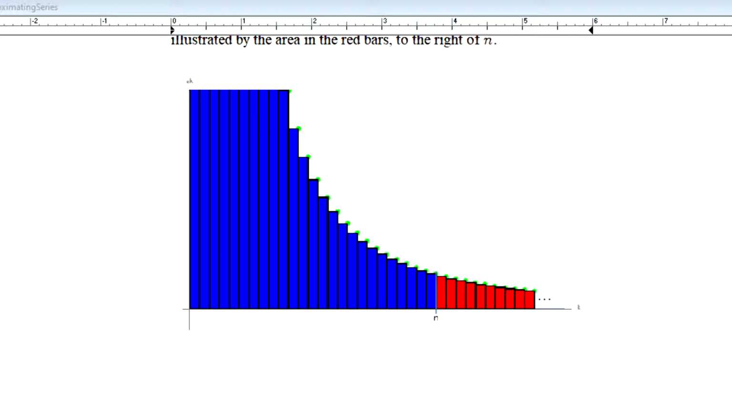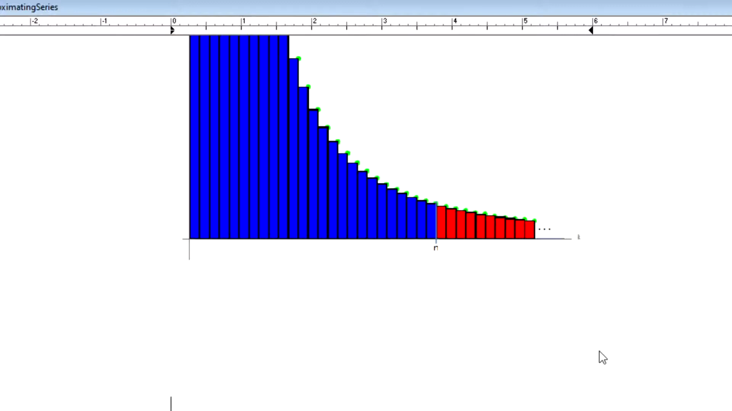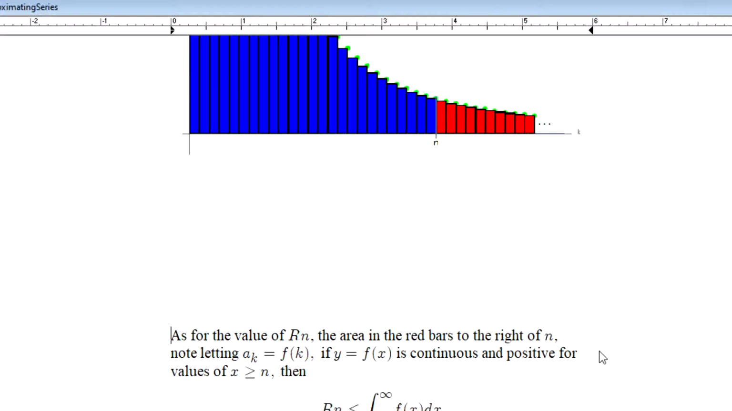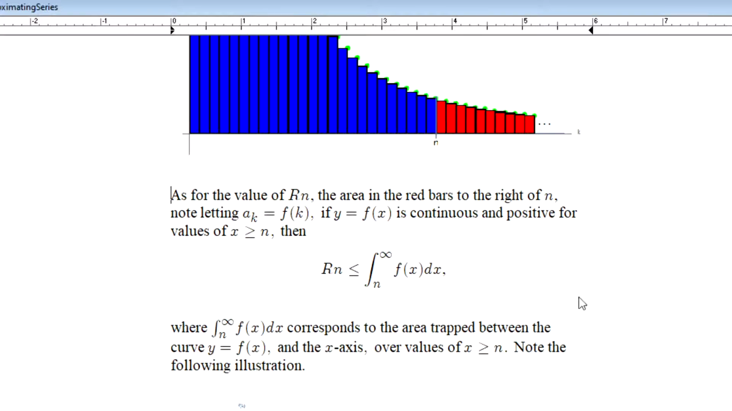All right. Now, these blue bars' area, we can calculate using the value of S sub n. We just add up the first n terms in our infinite series, and that will give us the area found in these blue bars. As for the red bars, we are not going to add up towards infinity. Instead, we're going to rely on integration. All right? If I scroll down here and we focus our attention on the red bars, right? As for R sub n, the area in the red bars to the right of n, right?